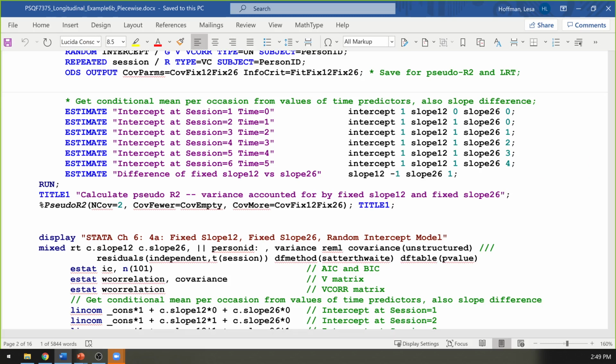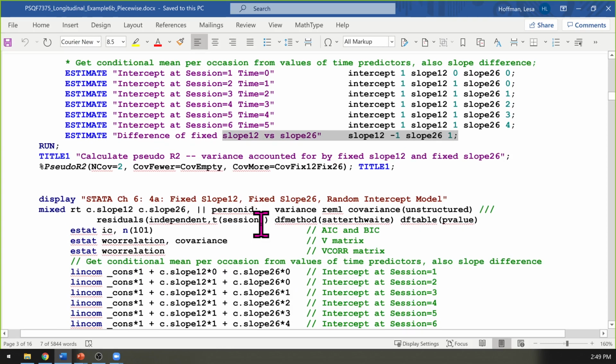So two different variables to represent time in this model. And then last but not least, I'm asking for the difference. Is there a different rate of change before session 2 versus after session 2? That's my estimate statement to give me the difference.